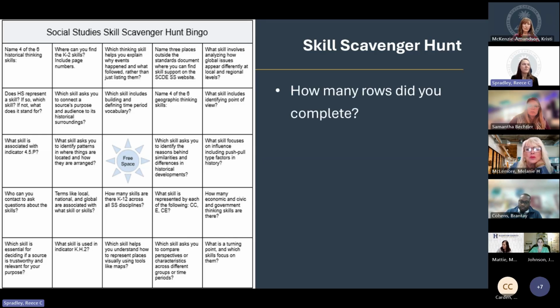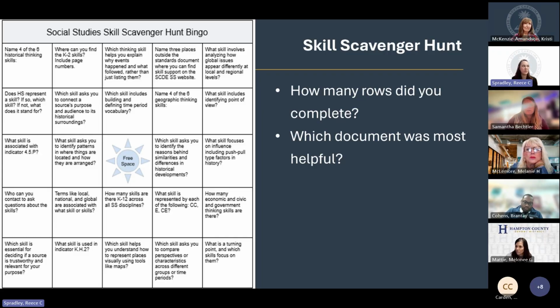The first is, how many rows did your group complete? If we know. Or how many rows did you complete? Just out of curiosity. 3. 3, okay. 1, first column down. 3, okay. And so I'm sure different groups did different things. So that's cool. Which document for reference was most helpful when you were doing this activity? What did you find yourself reaching for the most?